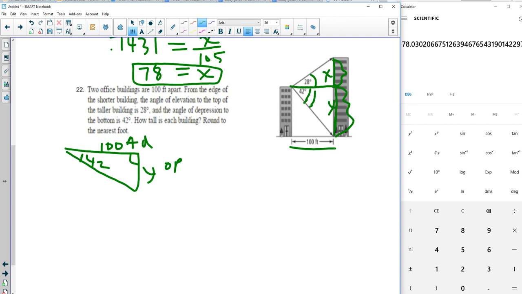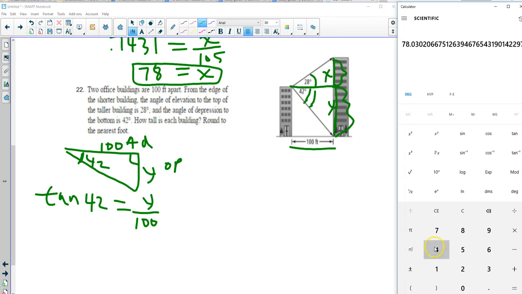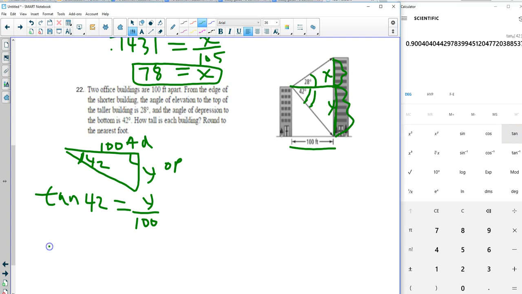I probably should have put the angle sign in there, but that's 42 degrees. So I'm going to use tangent. Tangent of 42 degrees is equal to opposite over adjacent. Just use the calculator: 42 tangent is 0.9004, which is equal to y over 100.